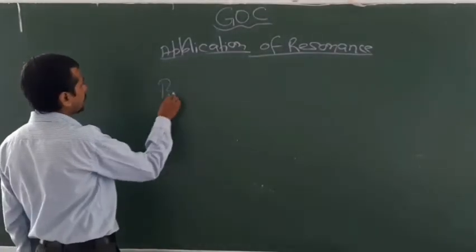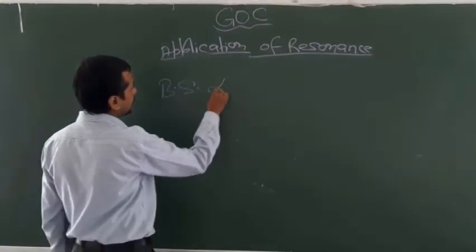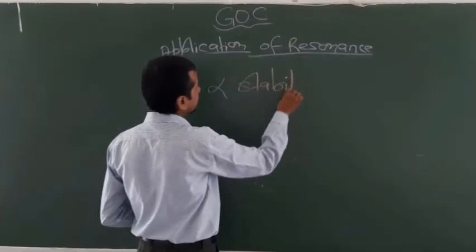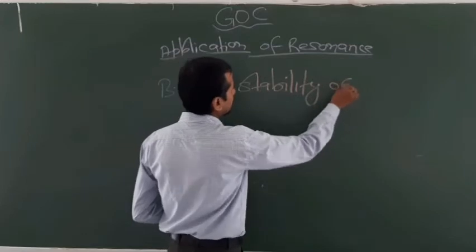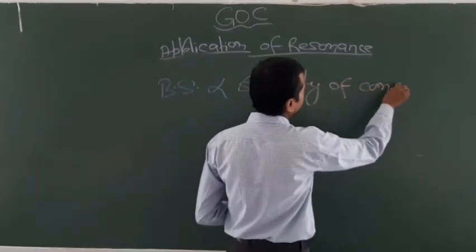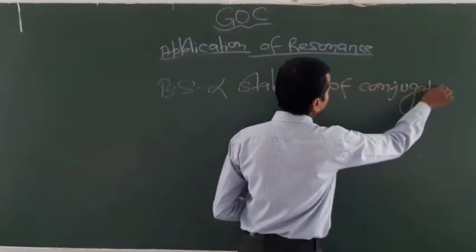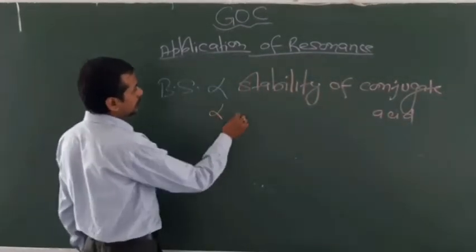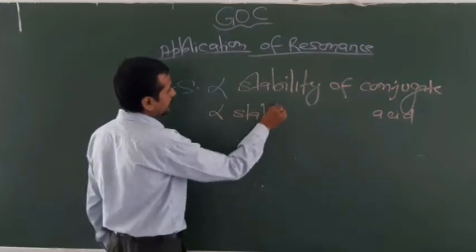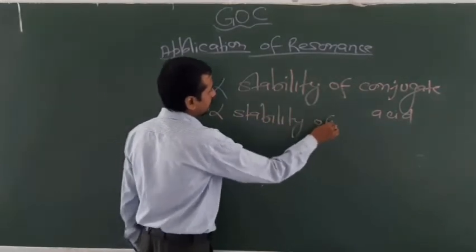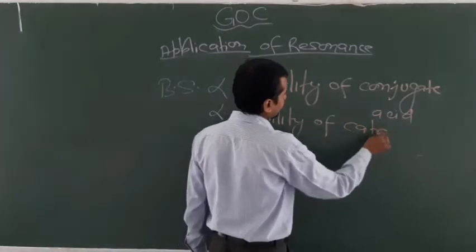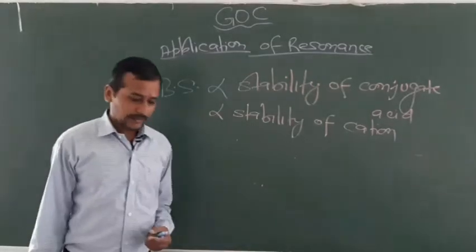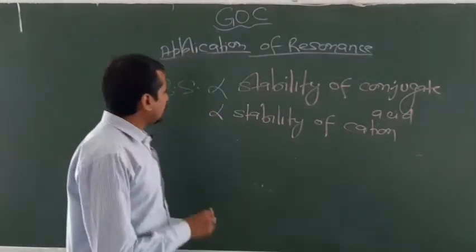So the basic strength is directly proportional to the stability of the conjugate acid, or you can say directly proportional to the stability of the cation, which is formed by accepting a proton from water.